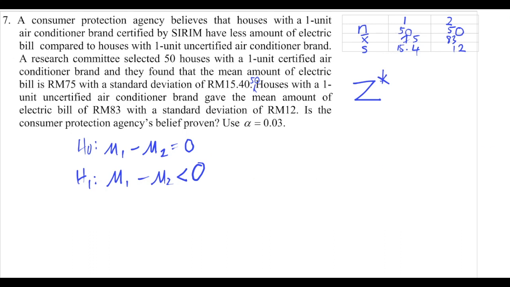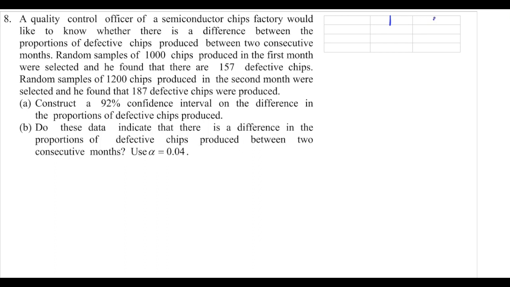Okay, on to the next question. So you have 2 months, in the first month and the second month. Sample size 1000 and the other one 1200. Success. In this case, the success is defective chips. How many defective chips are there? 157. The second month, 187. So the sample proportion will be 157 out of 1000. 187 out of 1200.